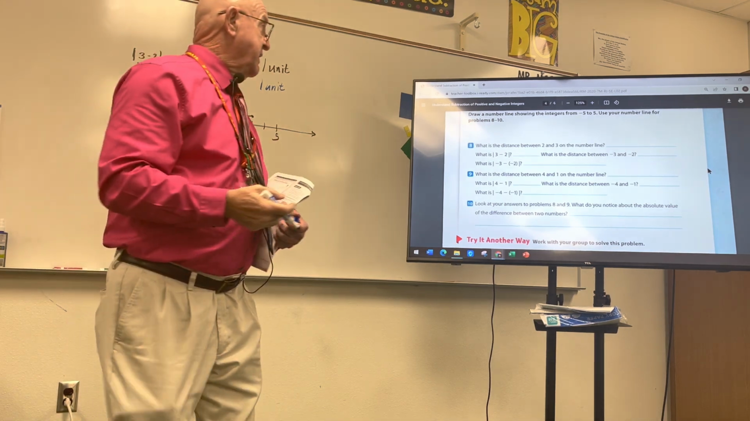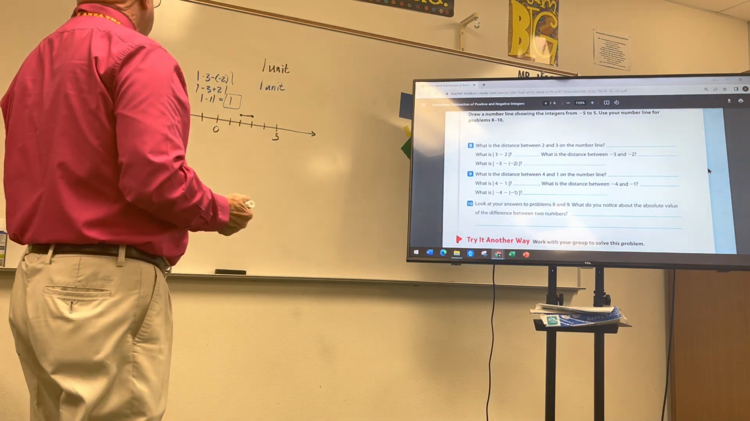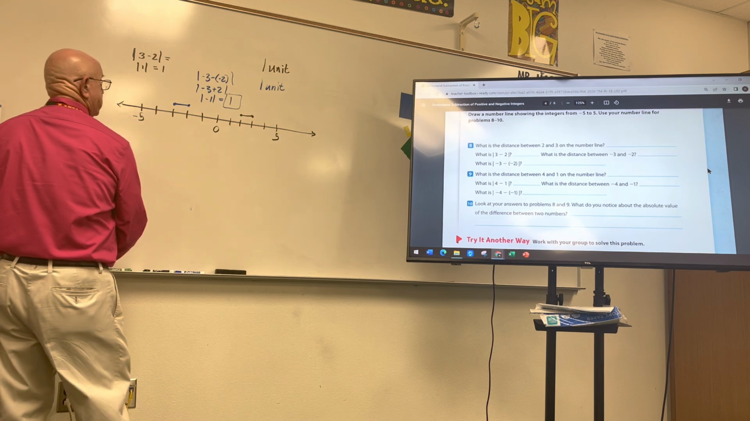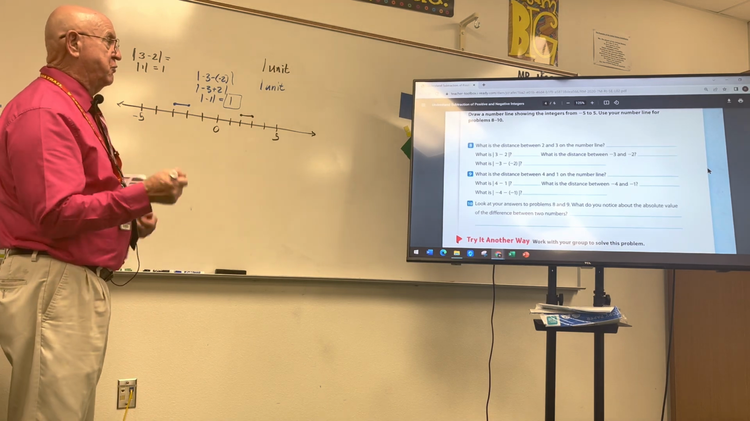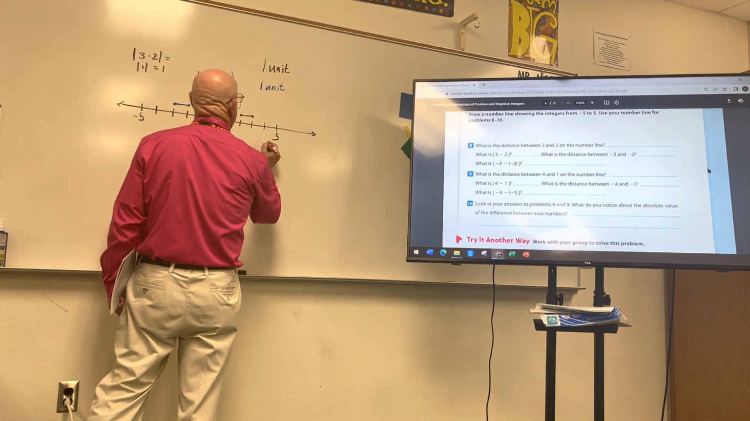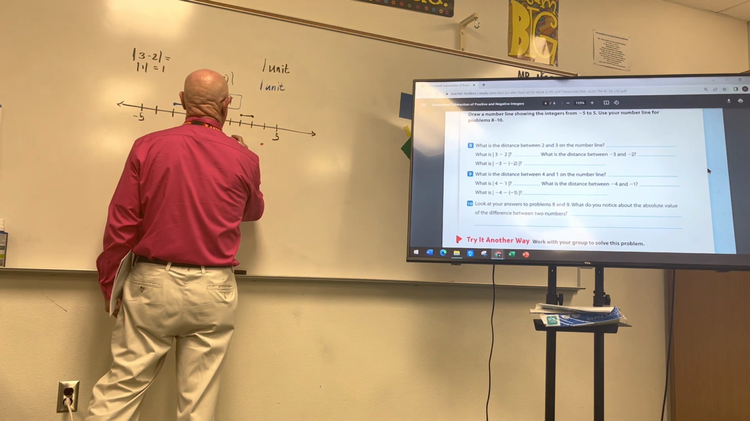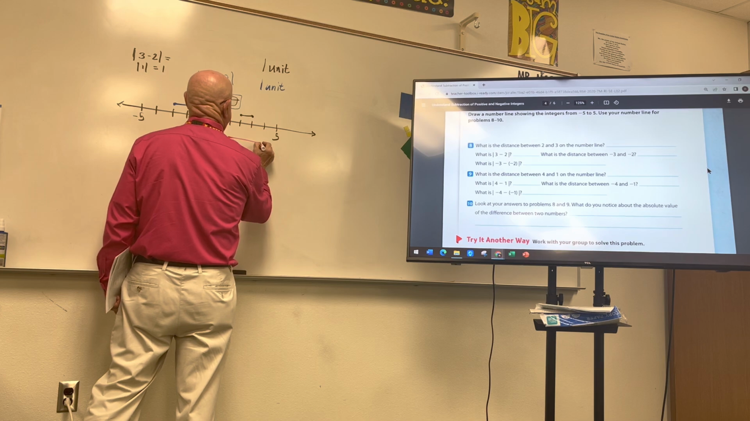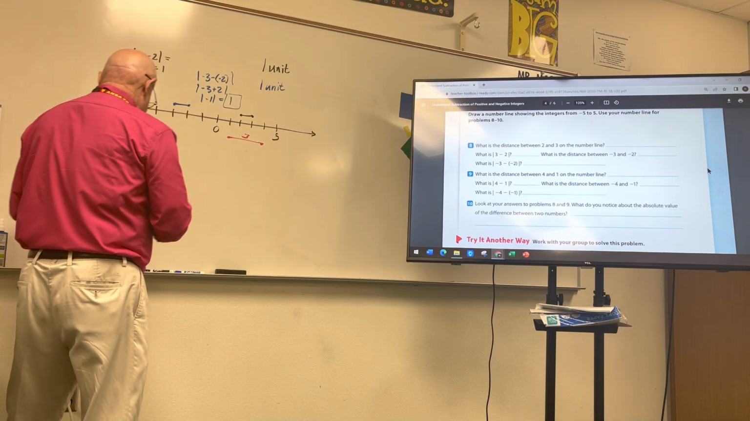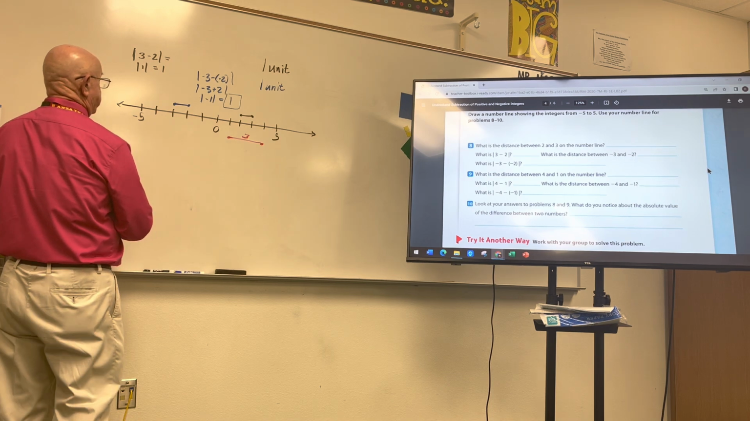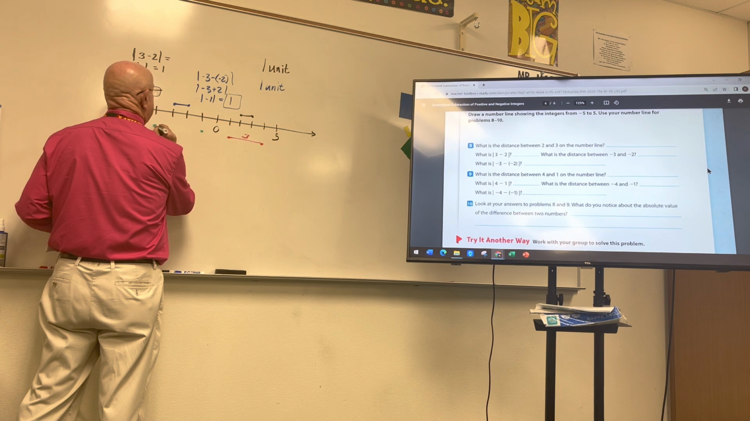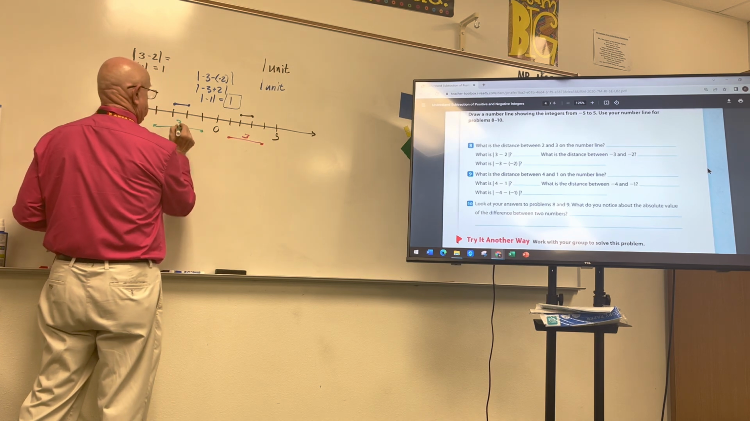And number 9 is exactly the same thing, only this time we're going to do it below because it makes it easier. This time we're going to do the distance between 4 and 1. Here's 4, here's 1. That distance is 3. All right? We're going to do the same thing over here, -4 and -1. -4, -1, and that distance is 3.